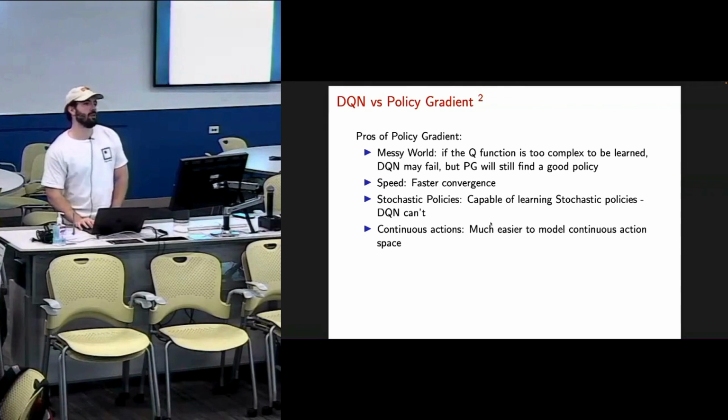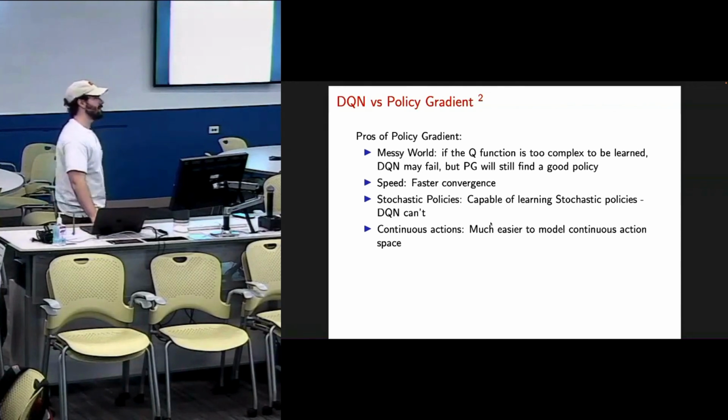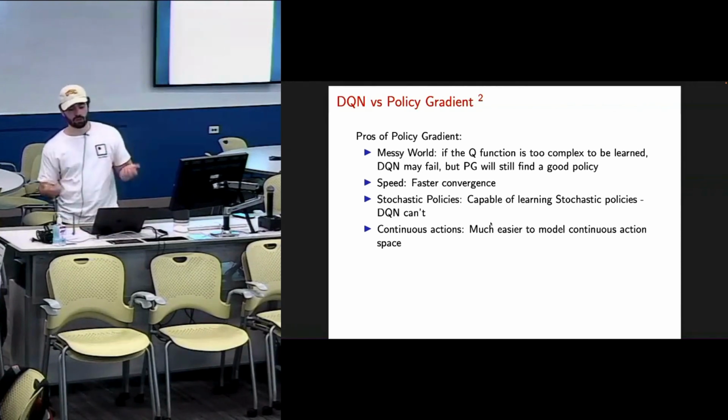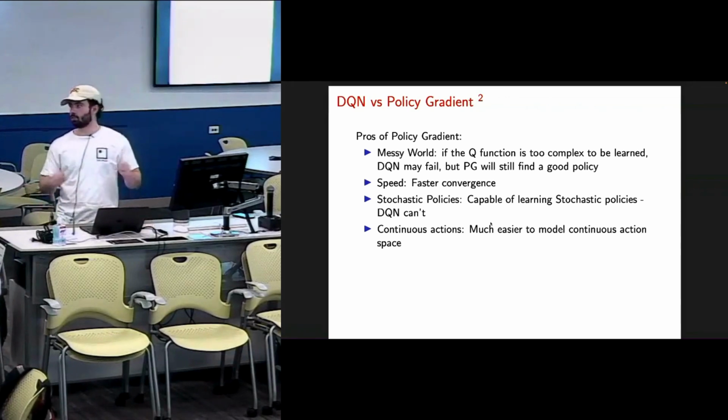Well, the pros of policy gradient is that we have a messy world. If the Q function is too complex to be learned, then DQN may fail, but policy gradient might still find a good policy. So for Q learning, we're learning this much more complicated thing, and then we're using it to act, when maybe we can just directly move to the actions and it's easier. It also usually converges faster.